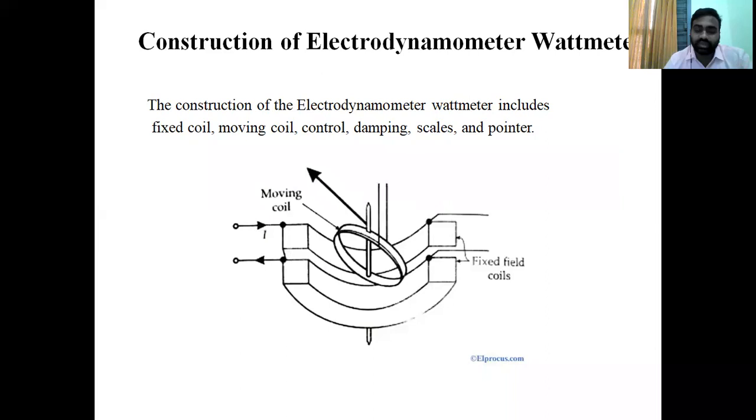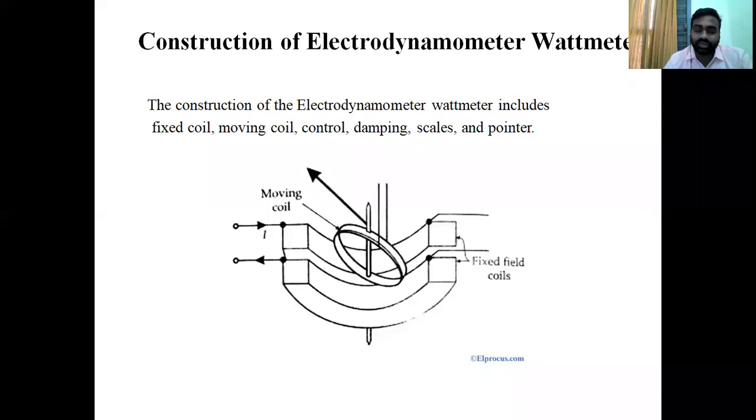And the most important thing here, if we see, the pointer is connected to the vertical spindle, and the scale is uniform. Why is the scale uniformly constructed? The voltage applied across the potential coil is proportional to the current flowing in the fixed coils. Because of the linear relation between voltage and current in this electrodynamometer type wattmeter, the scale is quite uniform, and this indicates the instrument is quite linear.